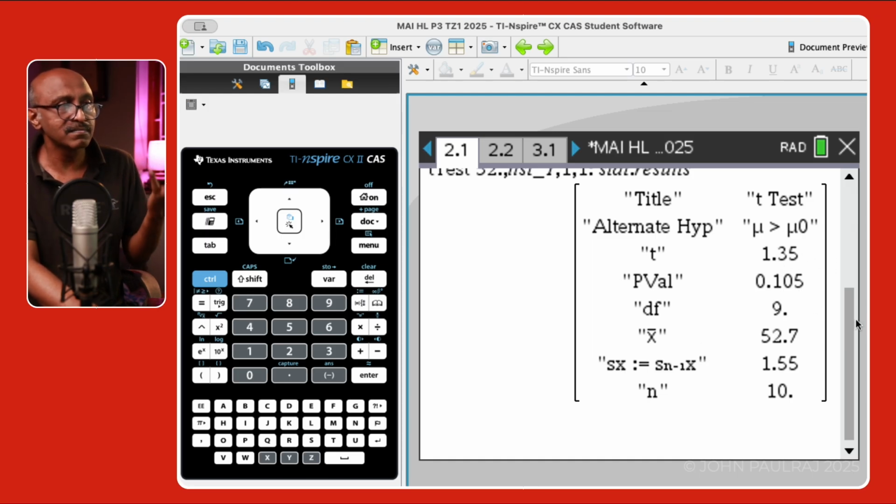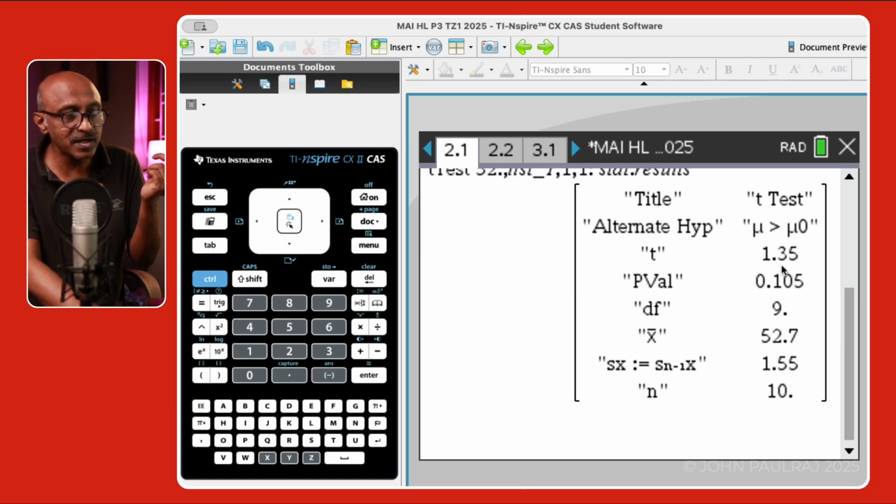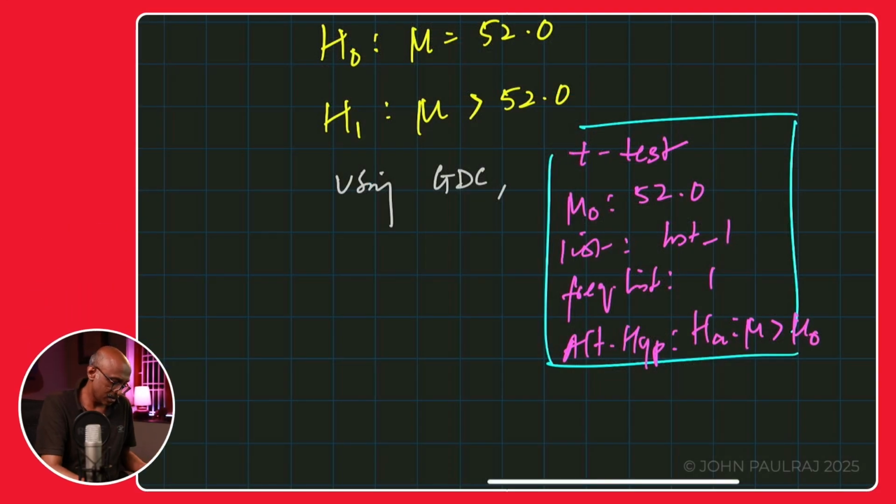The other stats, if you're doing any higher order thing, degrees of freedom, x bar 52.7. That is for this set of data. And 1.55 is the unbiased estimate. That was a phrase I kept using, unbiased estimate for the mean in the earlier video also, and Sn minus 1x for the standard deviation. So anyway, we are right now interested in the t statistic, t value, and the p value in particular, so you can write down both of them on your answer script.